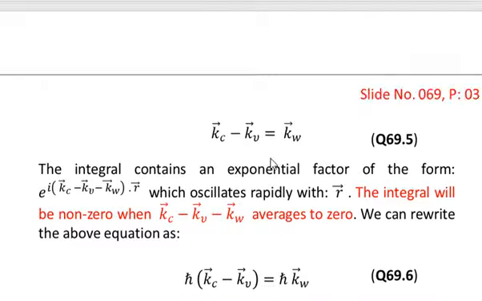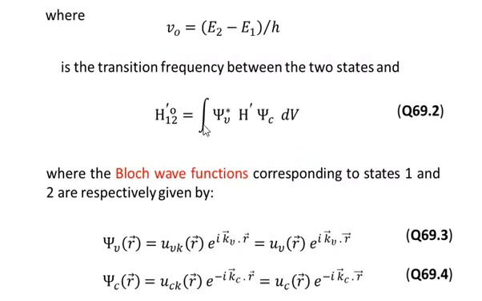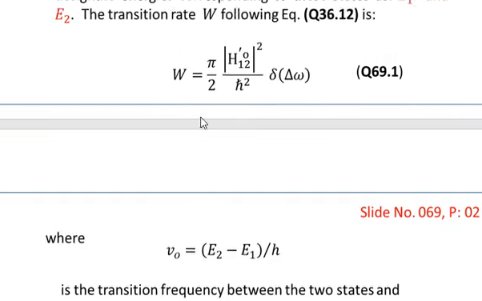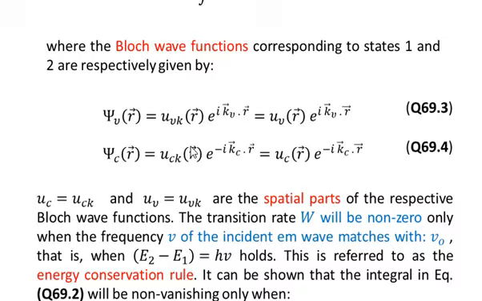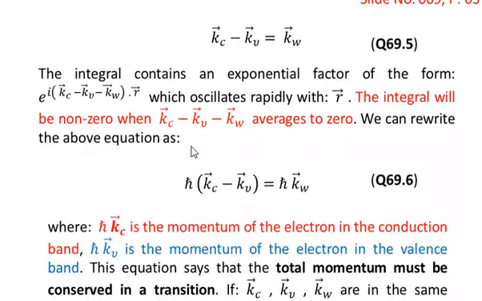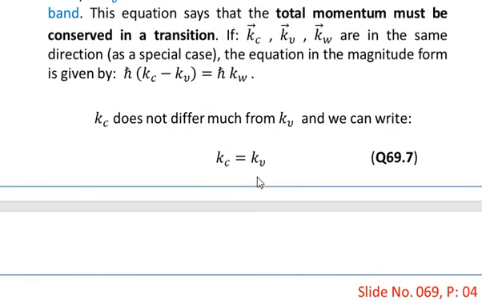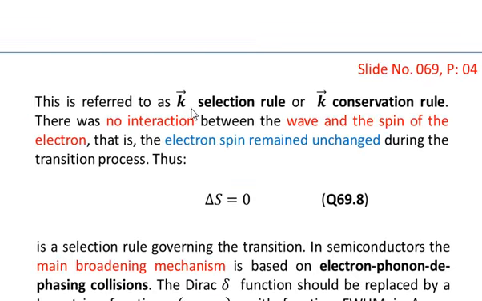First of all, we mentioned this rule, as given in equation number 69.5, because this was required for this integral to be non-zero, and when this integral is non-zero, it means that H prime 12 will be non-zero, and it means that W will be non-zero. So this can be interpreted in the magnitude form as Kc is equal to Kv. This condition will ensure the same thing as we have just mentioned. This is referred to as the K selection rule or K conservation rule.